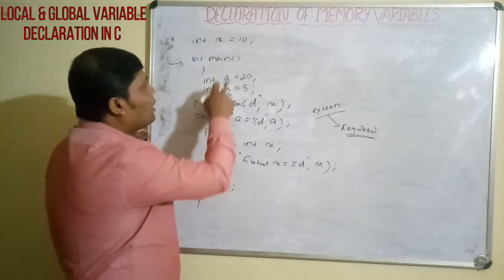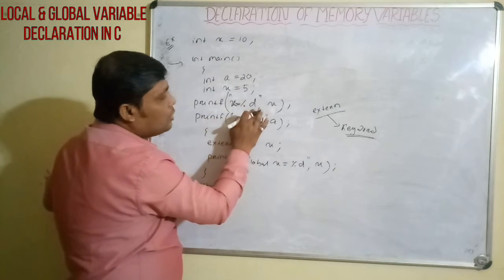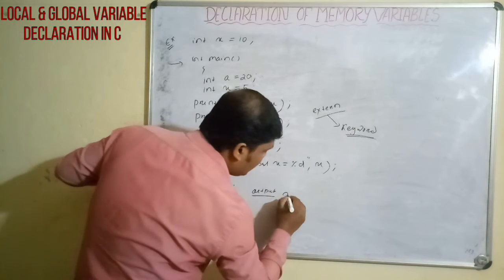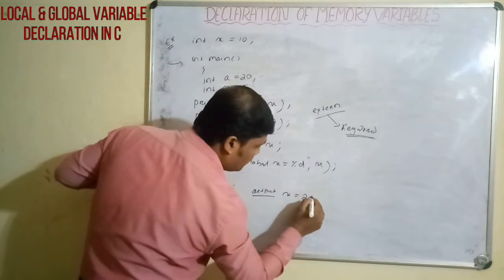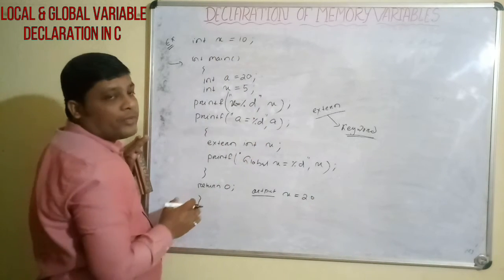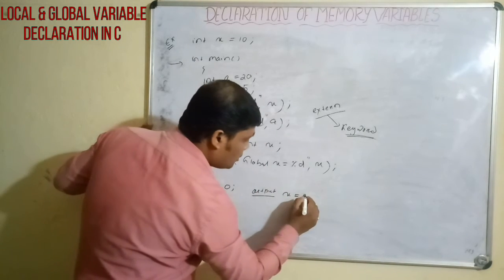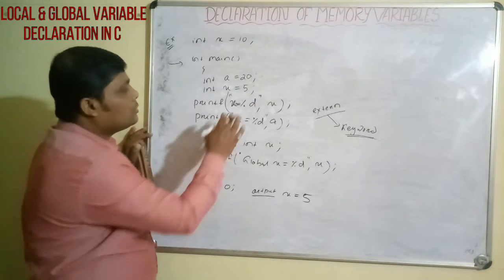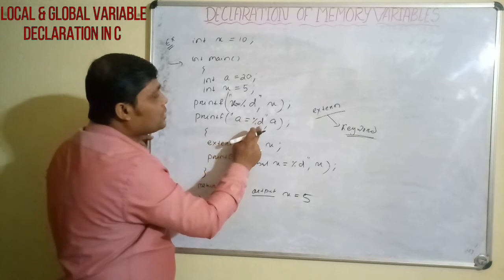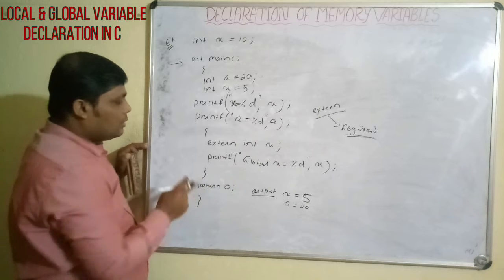So this is a local variable. Here I have declared one global variable. Printf x equal to %d, x. So it will print, output will be x equal to what? Local variable has more priority than global variable. So it will print the local variable value, that is 5. Clear? Next, printf a equal to %d. A value is 20, so it will print a equal to 20. Then come here.